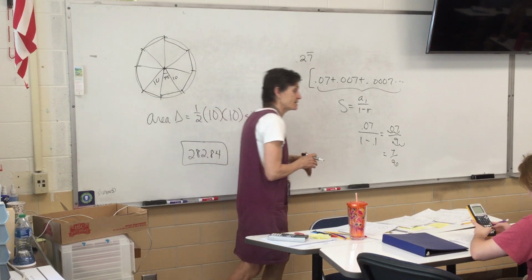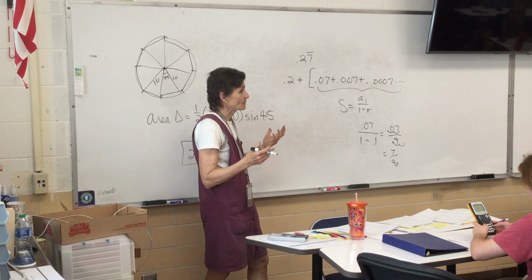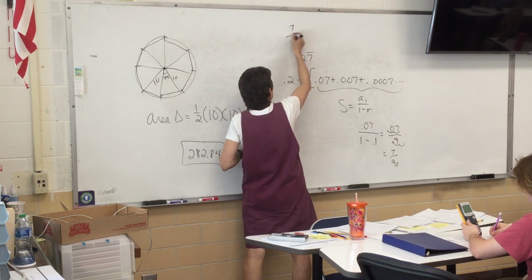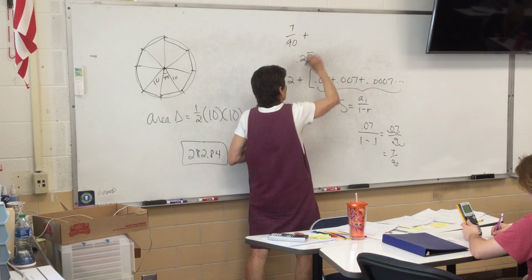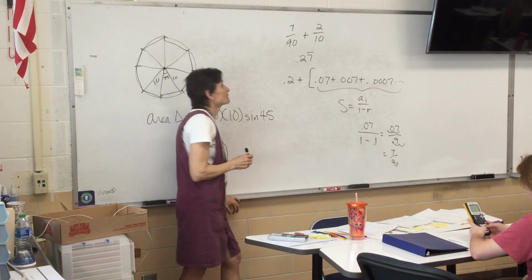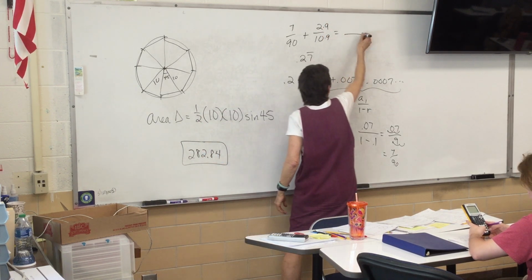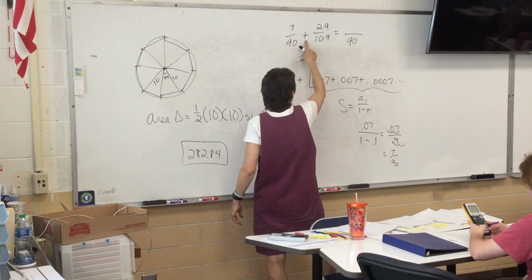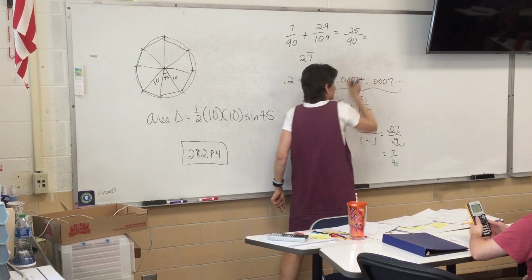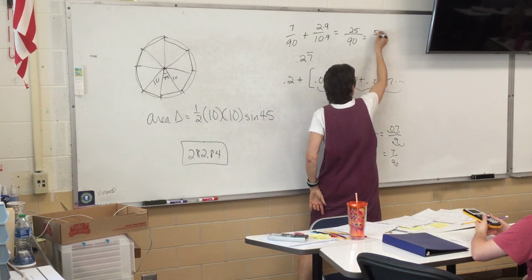The other day when I did one like this, I got all excited and thought I was done. No, I'm not done. What do I still need to do? I still need to add in my 0.2. So I have my 7/90ths, and then I'm going to add in my 2/10. A common denominator would be 90. So I have 7 plus 18, 25. That reduces by 5, so that would be 5/18.